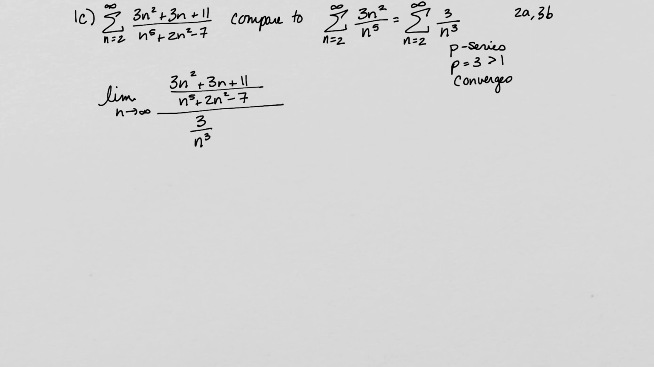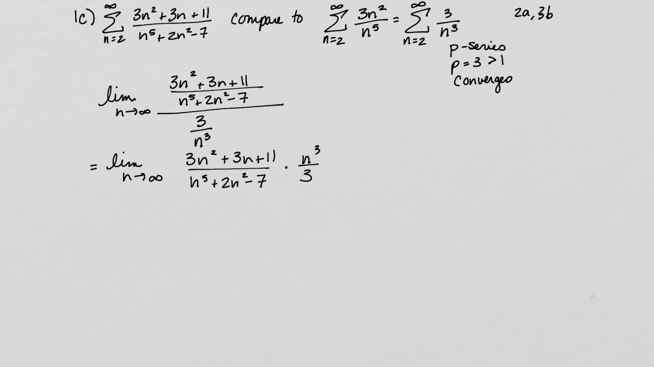If it doesn't clear it up, let me know, and I can pull up the answer sheet and do the algebra for you. So at this point, keep, change, flip, right? I'm going to keep the top fraction, change to the bottom fraction. So 3n squared plus 3n plus 11 over n to the 5th plus 2n squared minus 7, times n cubed over 3. I personally can look at this and say this limit is going to turn out to be 3 over 3.